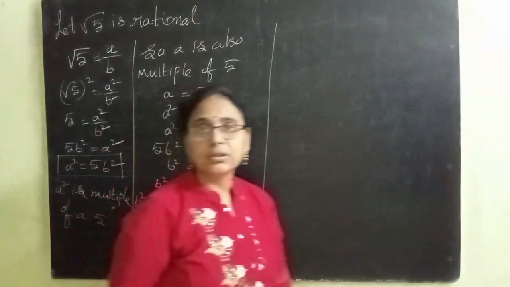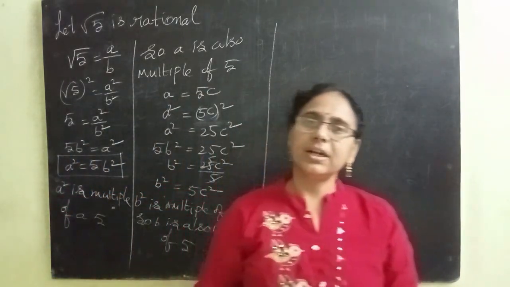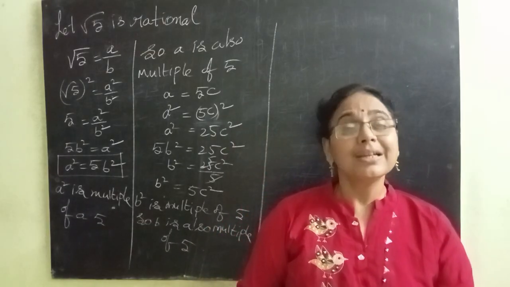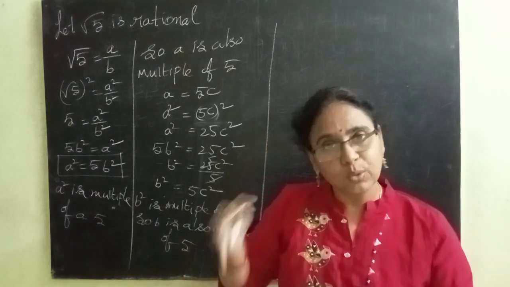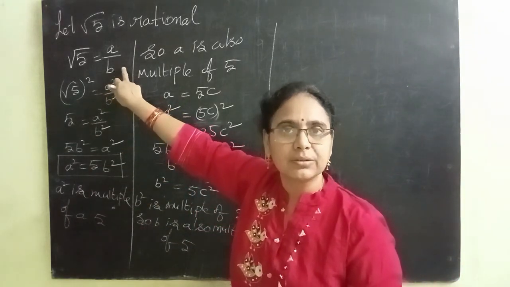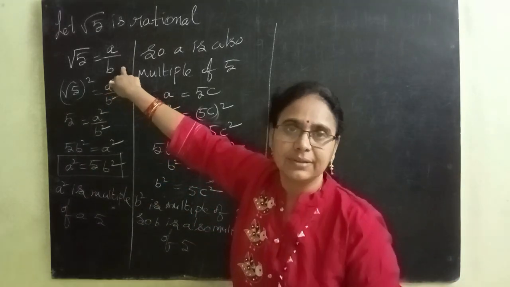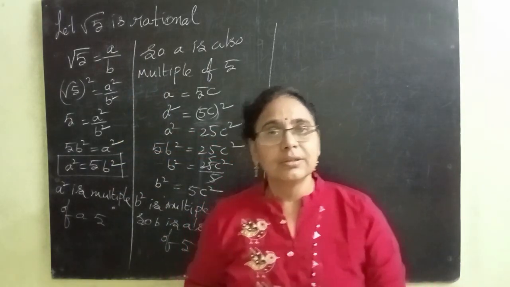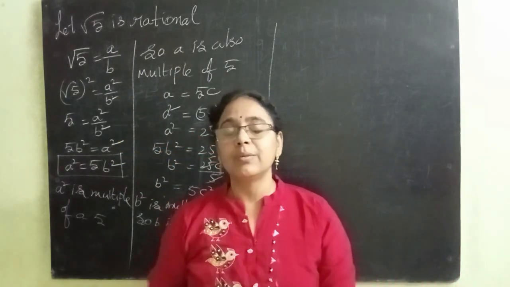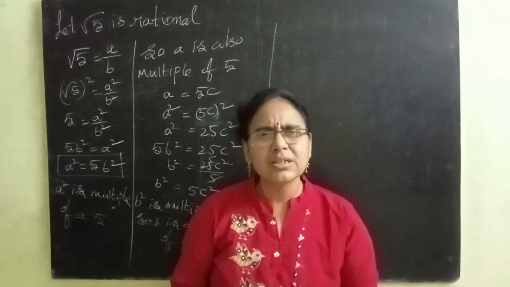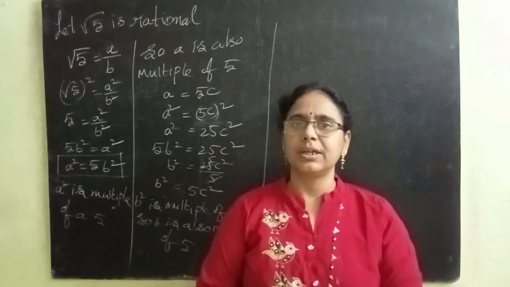What we got here? A is a multiple of 5. B is also a multiple of 5. That means A and B both are multiples of 5, which contradicts our assumption. What I said at starting, they must be co-primes. What do you mean by co-primes? Their common factor is only 1. But here what we observed, these both are in 5 table, which contradicts.